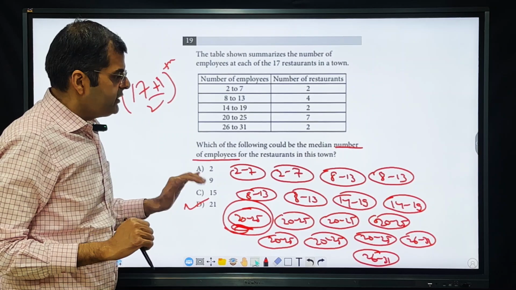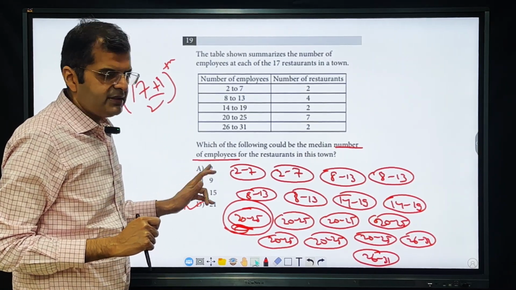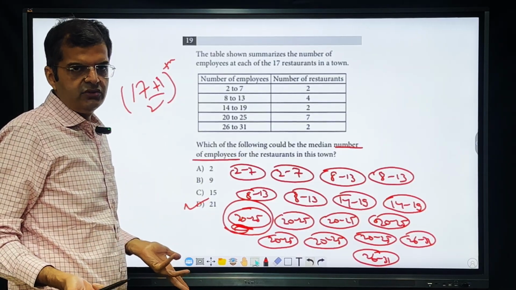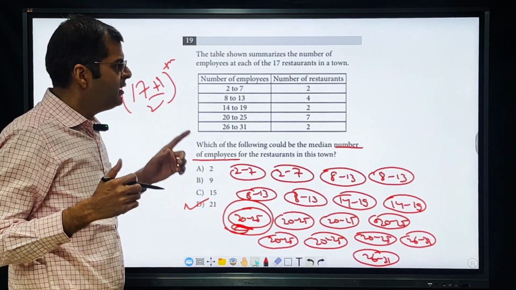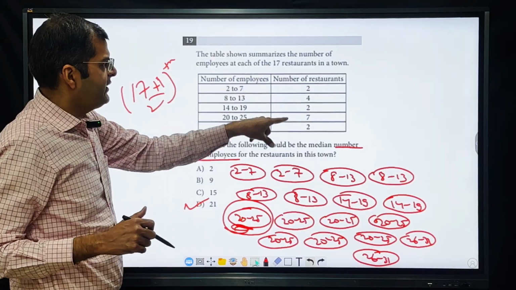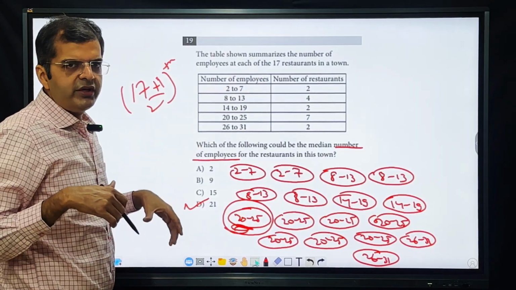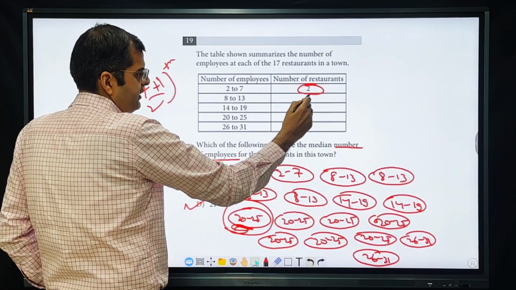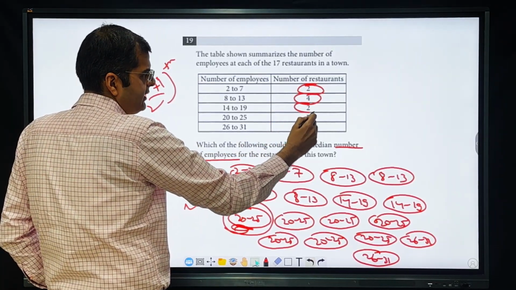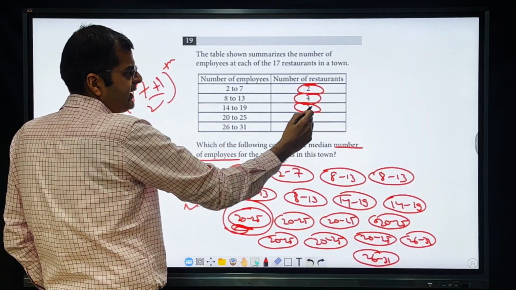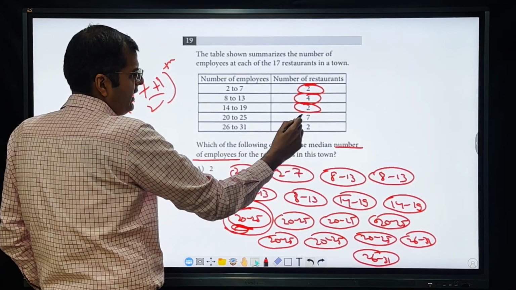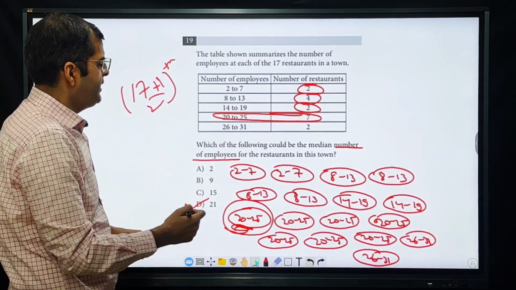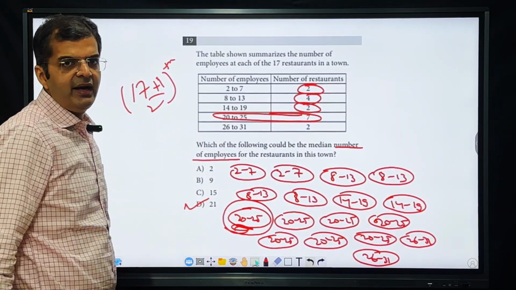If you understand the logic, what I will do on the exam is I will not make this list, because there might be 100 restaurants. So I will not create a list of 100 items. What I will see is there are 17 of them. I want to reach the 9th item. So 2 items are covered here, 4 items are covered here, 2 items are covered here. I have already covered 8 items. So the 9th item has to lie in this list. So the 9th item lies between 20 and 25. So 21 will be the answer here.